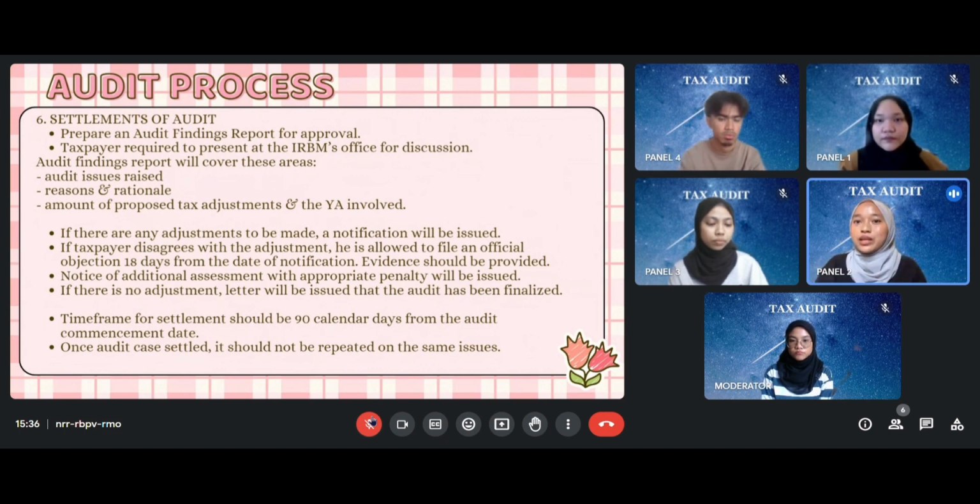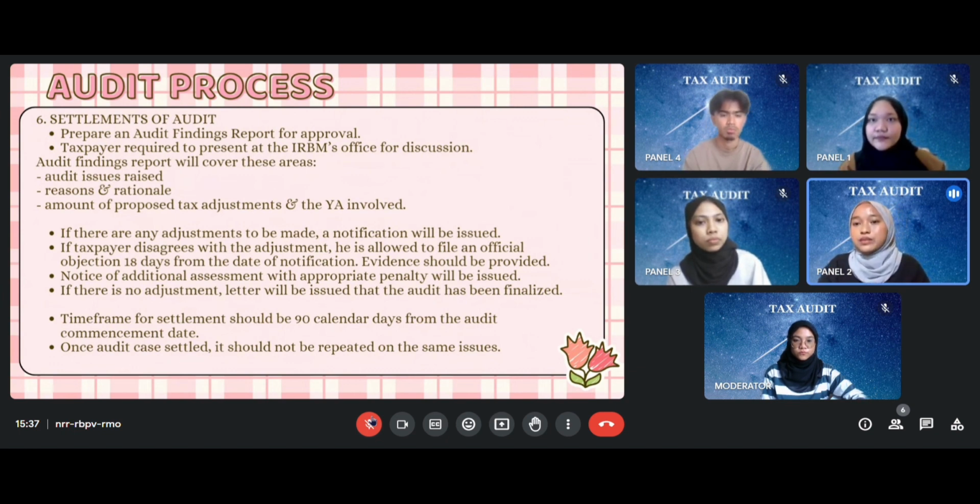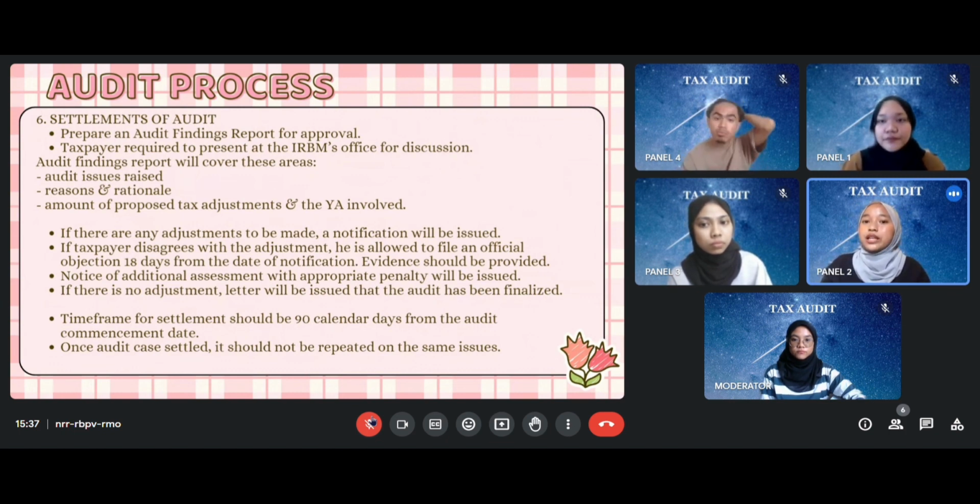The taxpayer will be informed of the audit findings, which will cover the audit issues raised, the reasons and rationale for raising the audit issues, and the amount of proposed tax adjustment and the year of assessment involved. If there are tax adjustments to be made, a notification with details and rationale of the proposed adjustment will be issued. If the taxpayer disagrees with the adjustment, he is allowed to file an official objection within 18 days from the date of notification. If no objection is made, the taxpayer shall be deemed to have agreed.